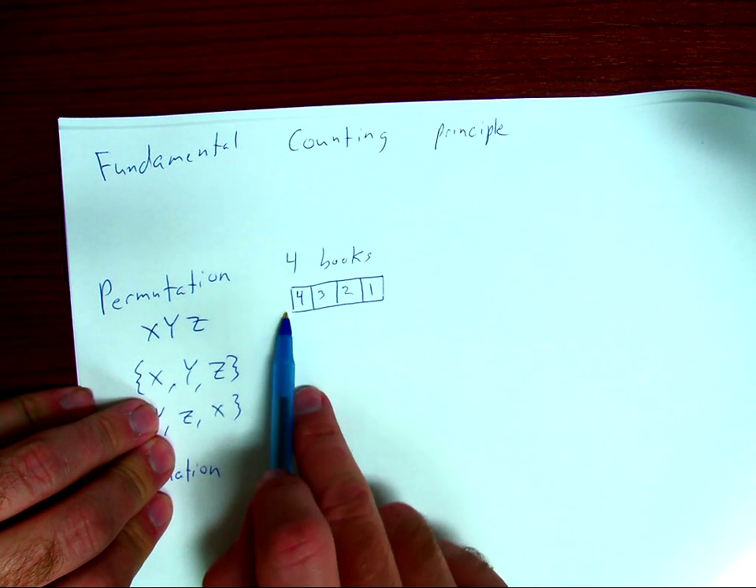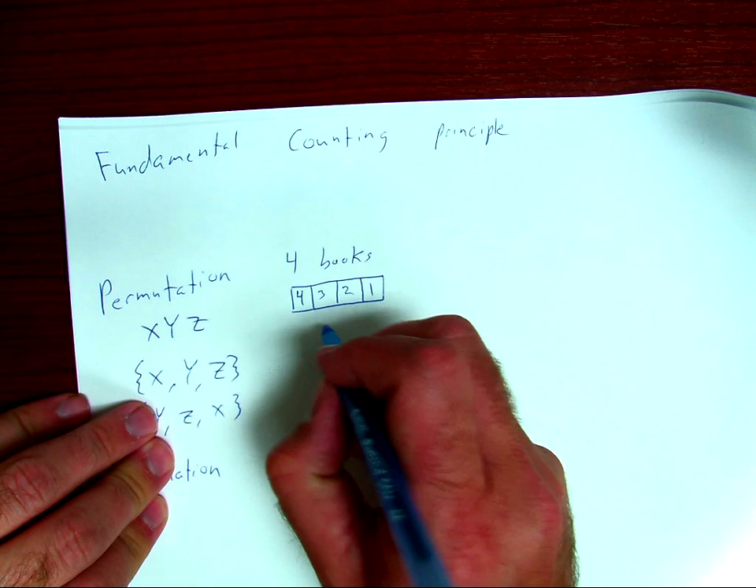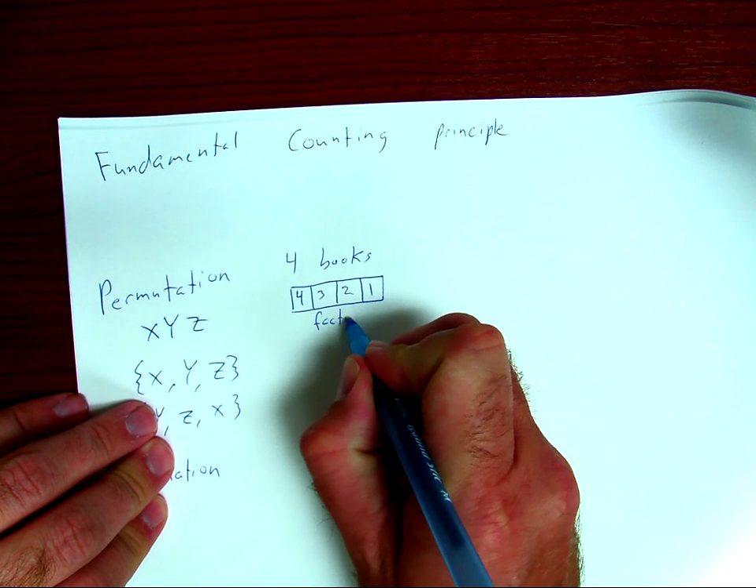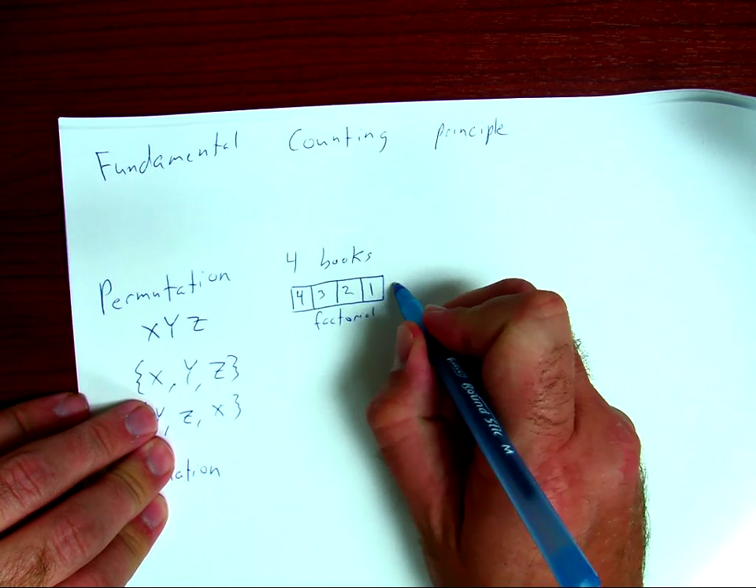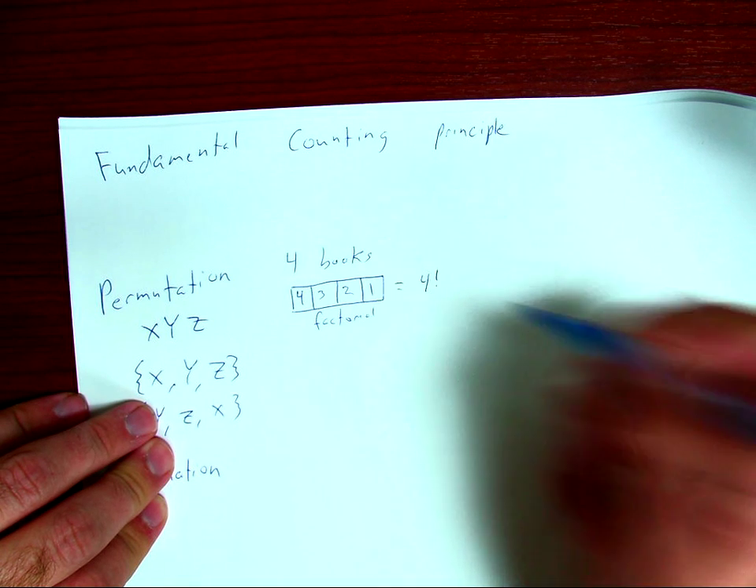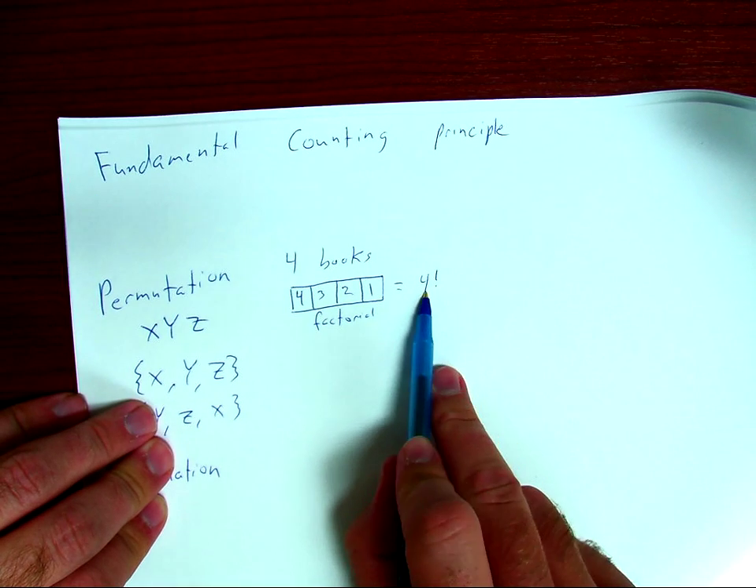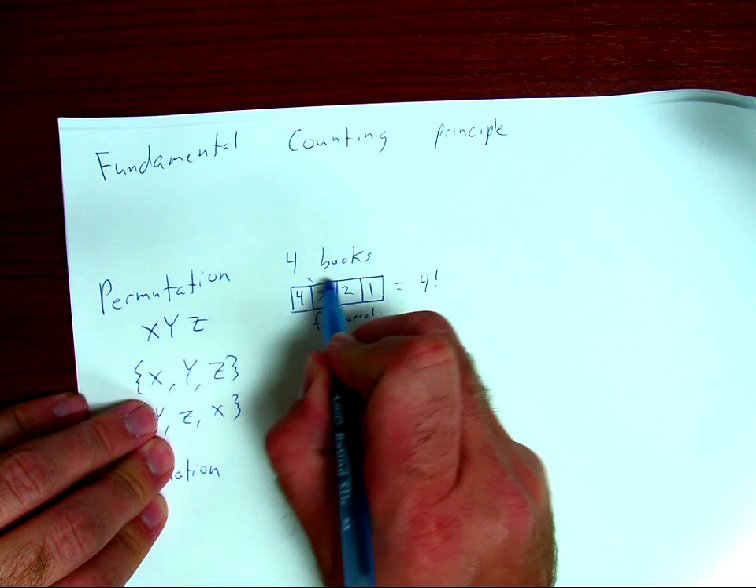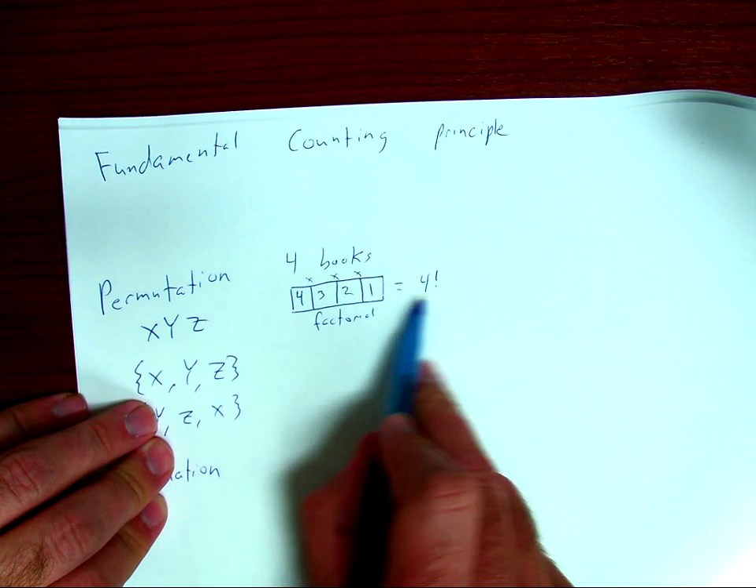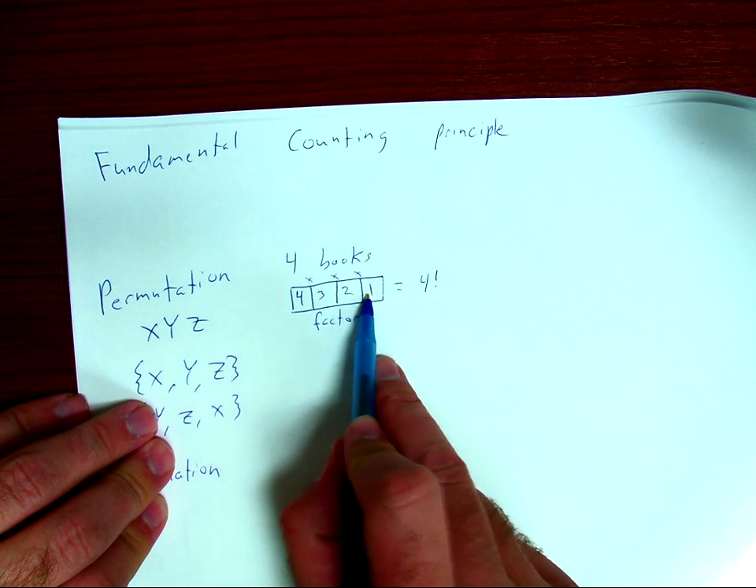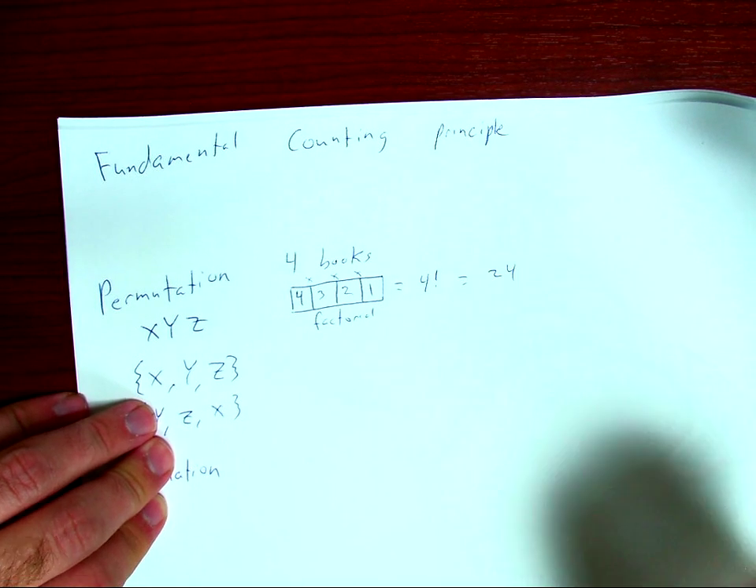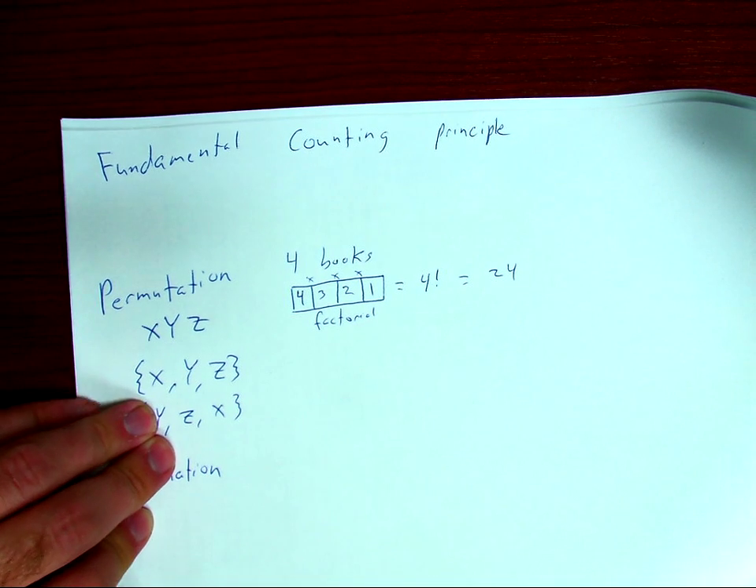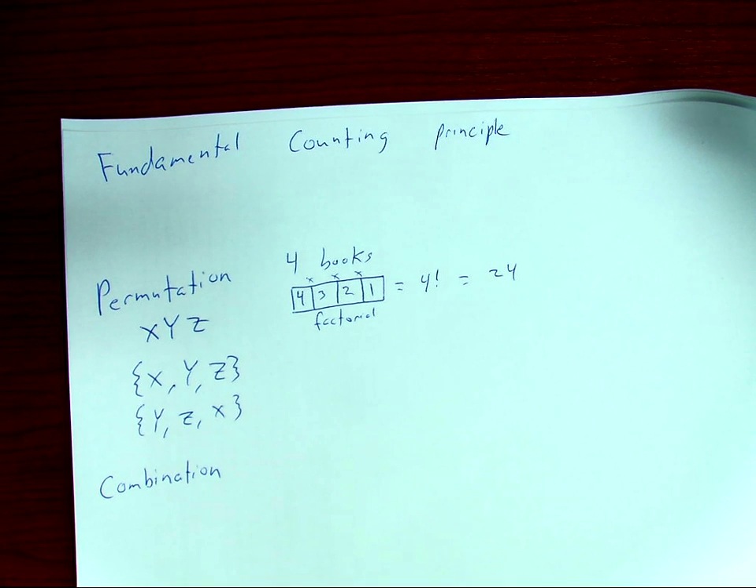This function, 4 times 3 times 2 times 1, is called factorial. It can be represented as 4 with an exclamation point, and it just means you start at 4 and you multiply your way down to 1. So I know that 4 factorial, 4 times 3 times 2 times 1, is going to work out to 24 possible arrangements. And that's basically how permutation works. You count down how many options you have and multiply all those options together.